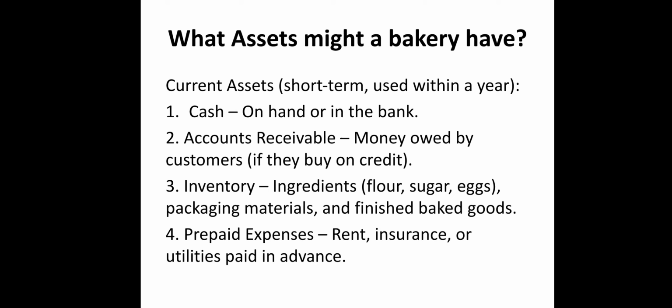So as I said, current assets, which are short term, could include cash on hand or in the bank. Accounts receivable, which is money owed by customers if they buy on credit. Inventory, ingredients such as flour, sugar, eggs, packaging materials, and finished baked goods. Prepaid expenses, rent, insurance, or utilities paid in advance.